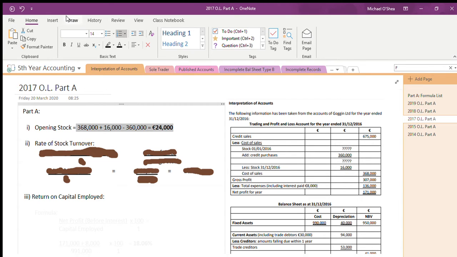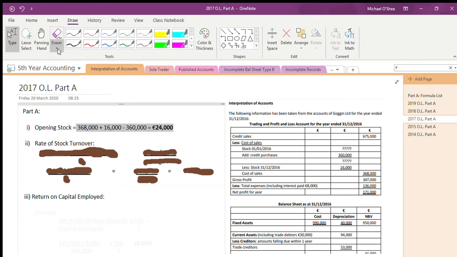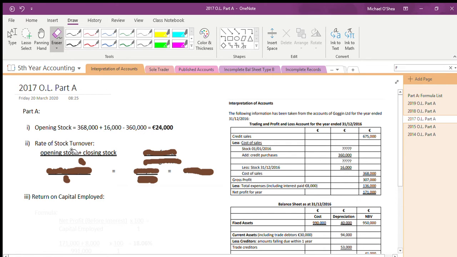The rate of stock turnover, we've seen this in every question, so I decided to copy and paste from the exam paper. We have to start by cost of sales divided by average stock. I don't have my average stock, so this is my average stock formula. Opening stock plus closing stock divided by 2. Opening stock is 24,000, closing stock is 16,000, and I divide that by 2, and I get 20,000. So that's my average stock worked out. My formula again for this is cost of sales divided by average stock.